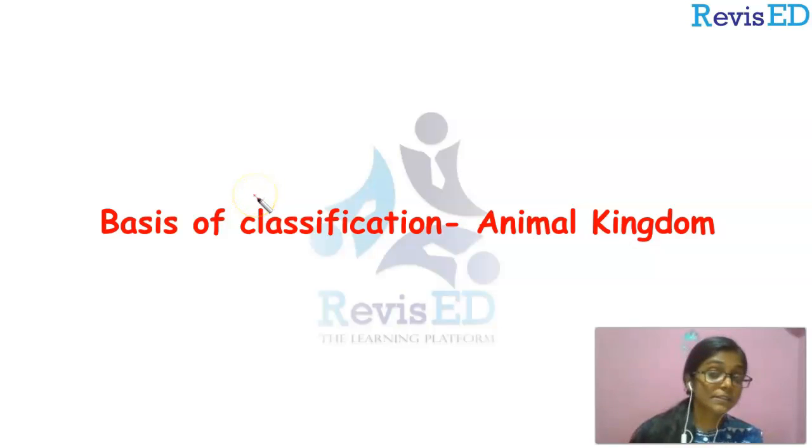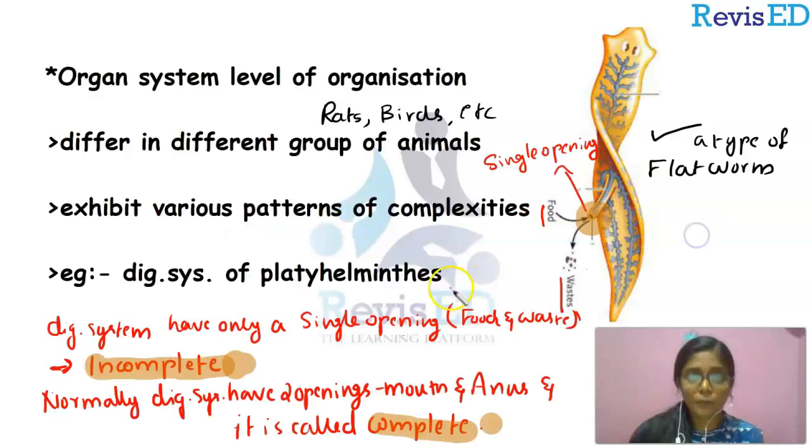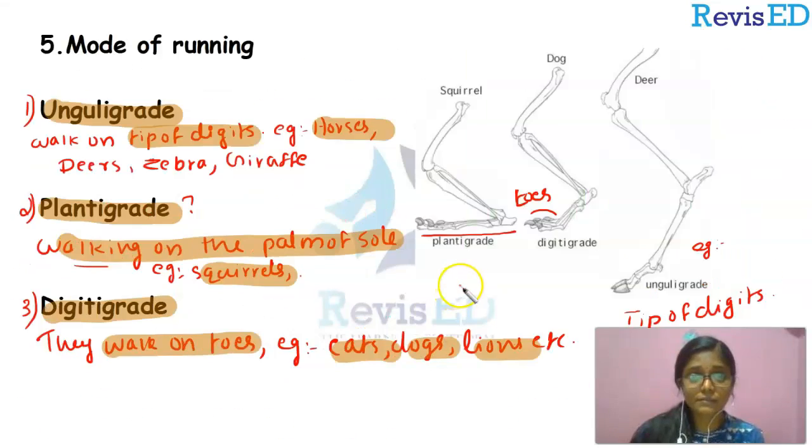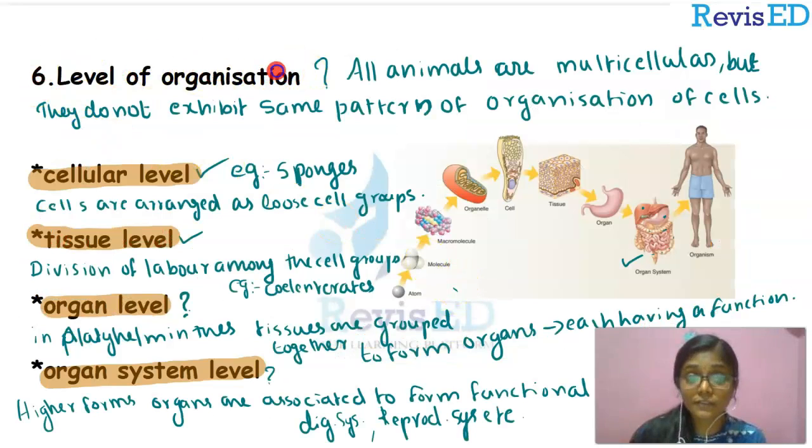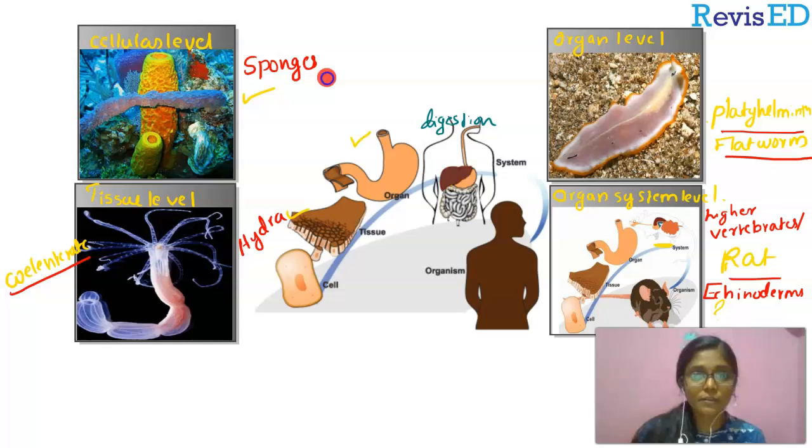So, we were discussing a series on animal kingdom from the 11th biology, right? And I hope you remember the previous sections. We have been discussing the basis of classification, and in the last session we discussed the level of organization in animals, and we took an entire session to discuss this point because it is very important.